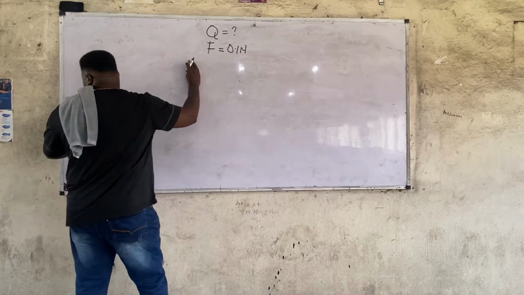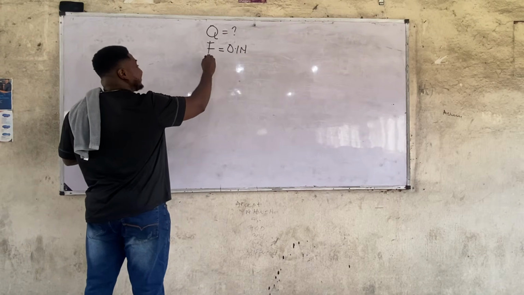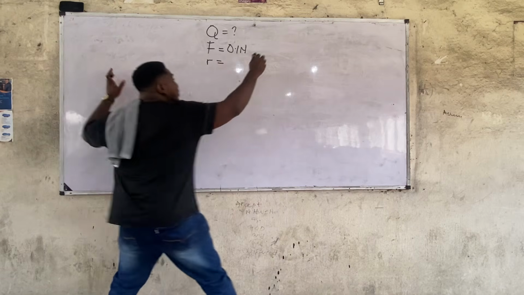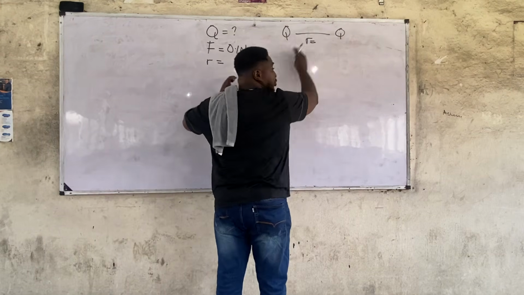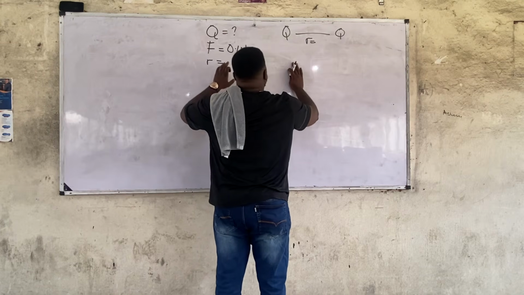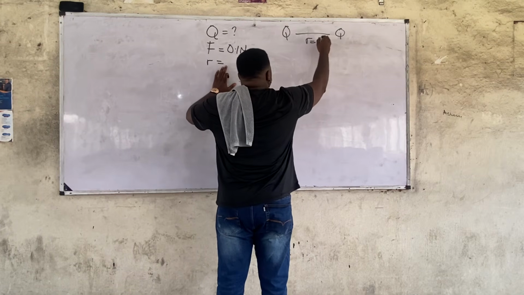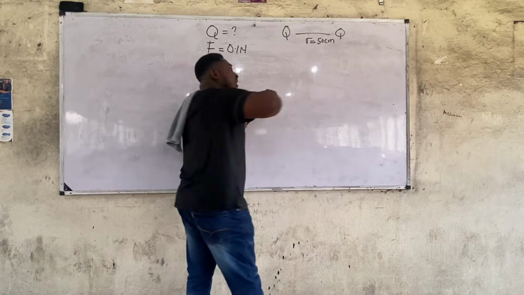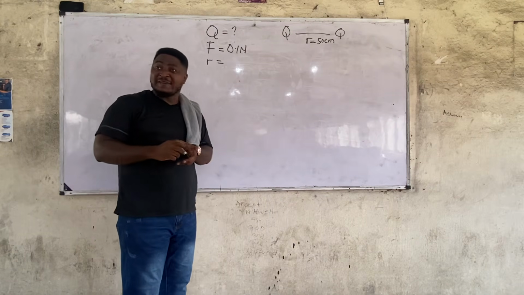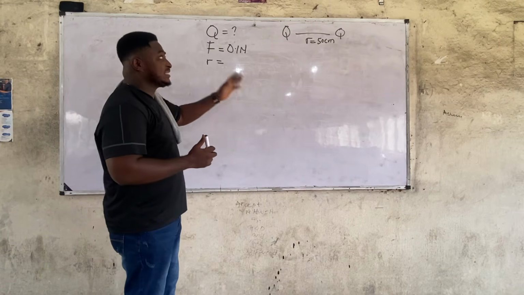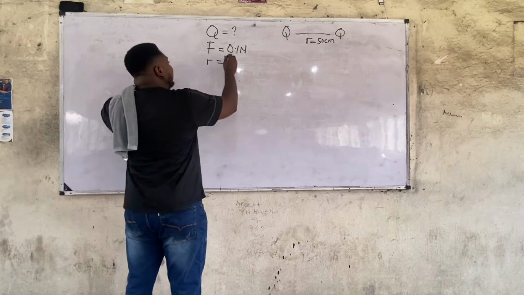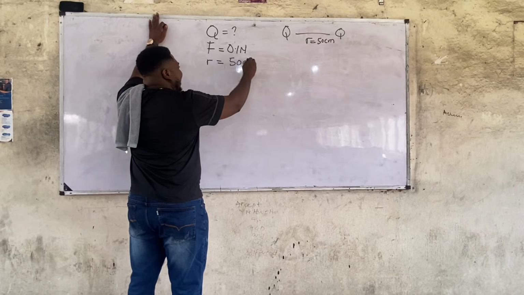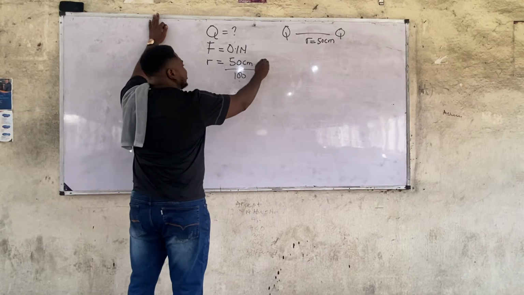When situated 50 centimeters apart. So there are two equal charges, but they are situated apart. R is the distance between the two charges. Class, are you following? How many meters apart? 50 centimeters. What does 50 centimeters tell us to do? Convert to meters. Never use your distance in centimeters. How do we go from centimeters to meters? We divide by 100. 50 divided by 100 gives us what?